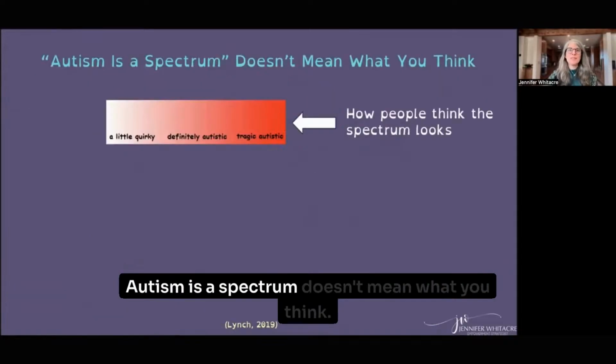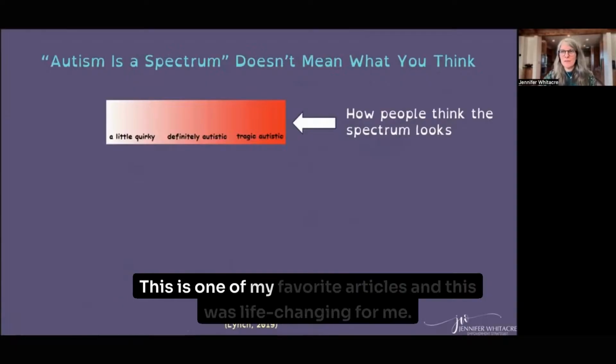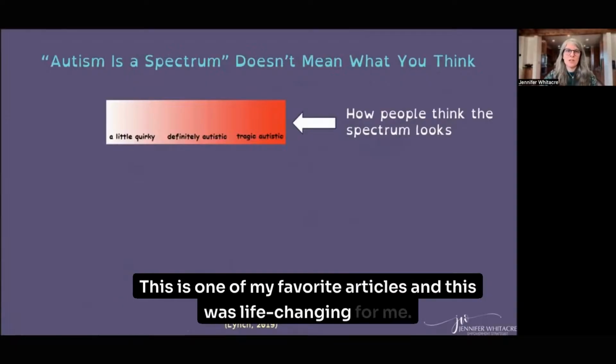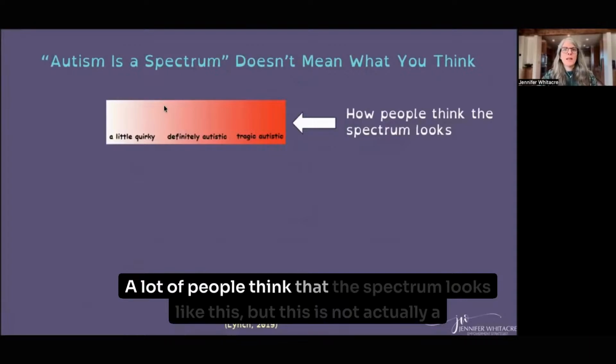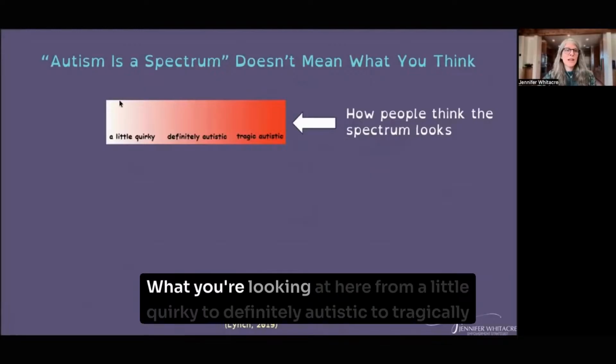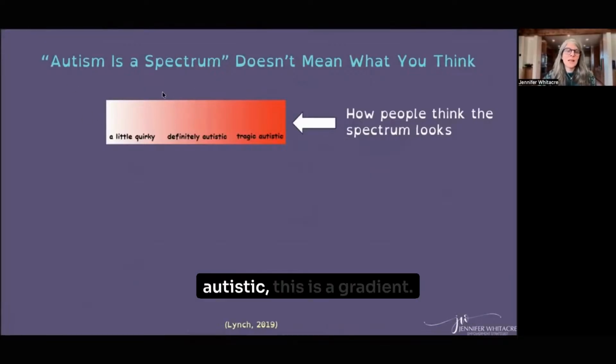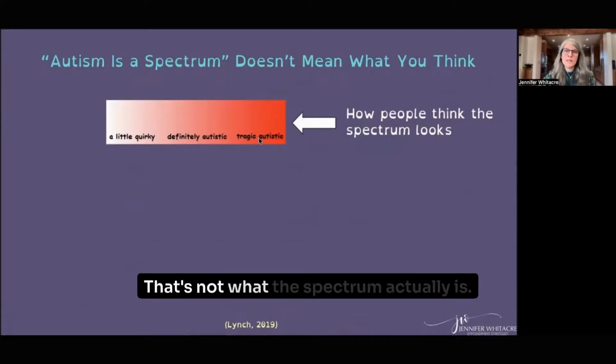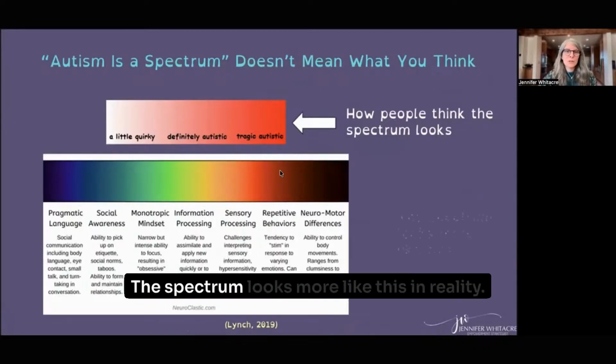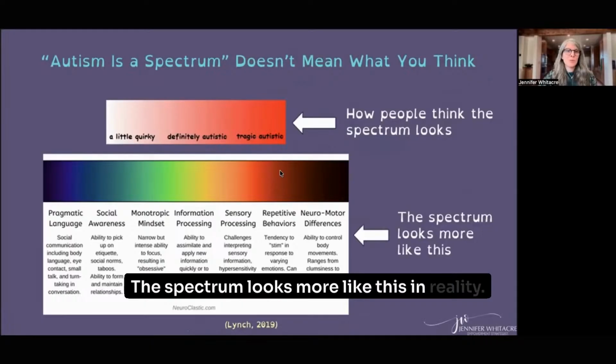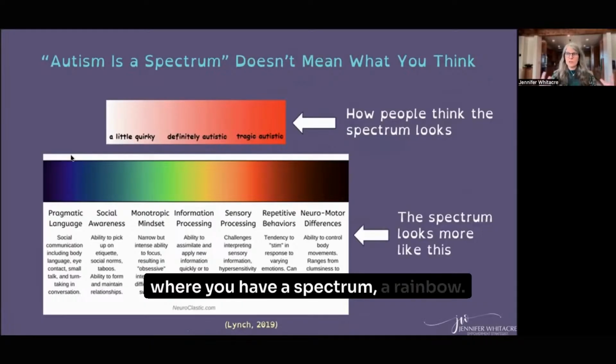Autism is a spectrum doesn't mean what you think. This is one of my favorite articles, and this was life-changing for me. A lot of people think that the spectrum looks like this, but this is not actually a spectrum. What you're looking at here, from a little quirky to definitely autistic to tragically autistic, this is a gradient, and that's not what the spectrum actually is. The spectrum looks more like this in reality, where you have a spectrum, a rainbow.